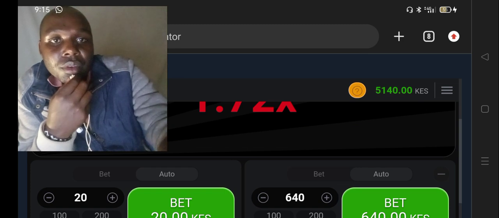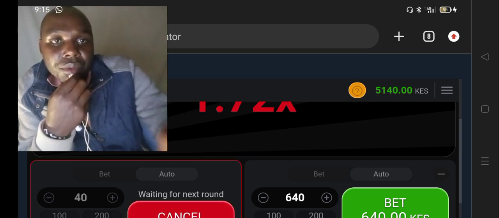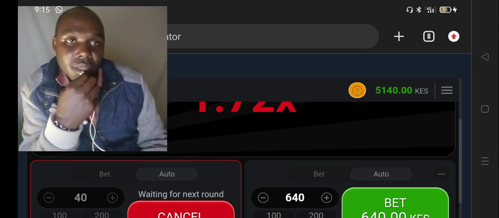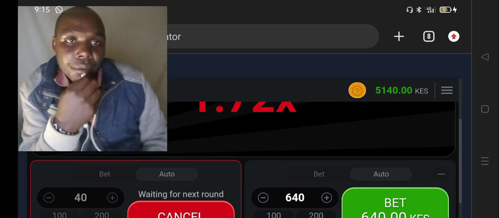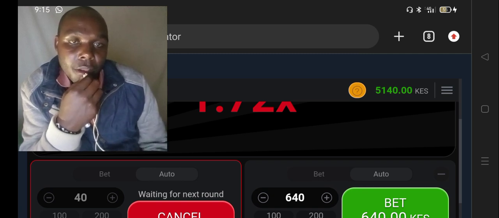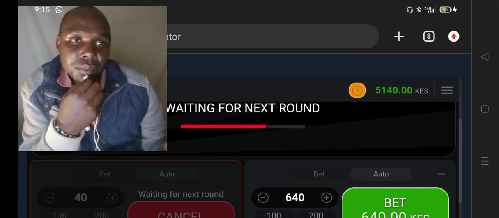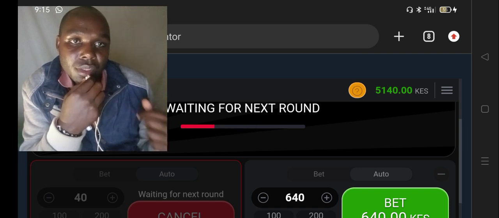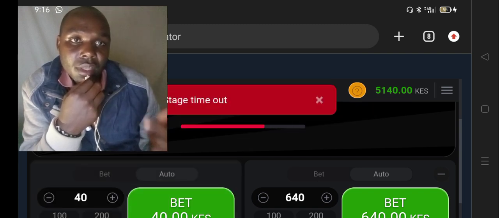First of all, don't ever forget the auto cash out, and don't use the auto play, that is the auto bet. You have to bet manually because you are changing the stake and you are timing, and then you have to use the auto cash out so that we don't miss.